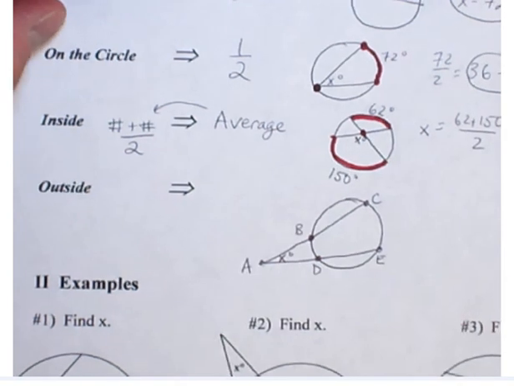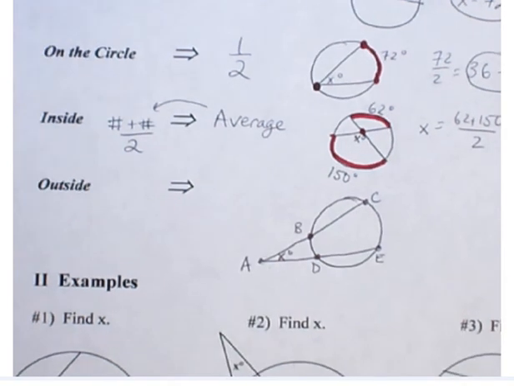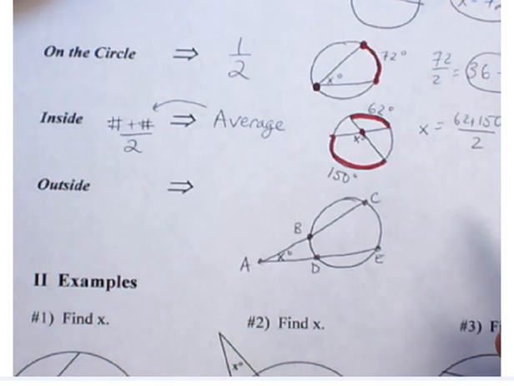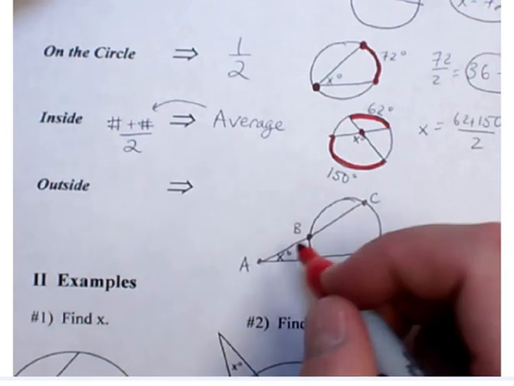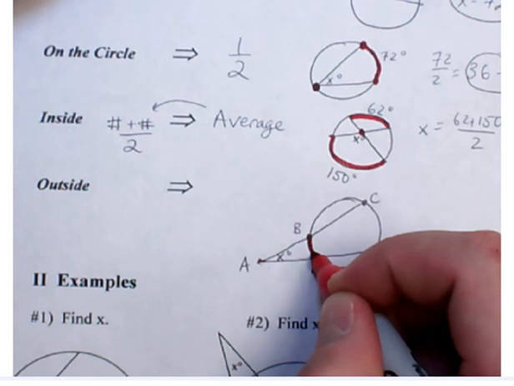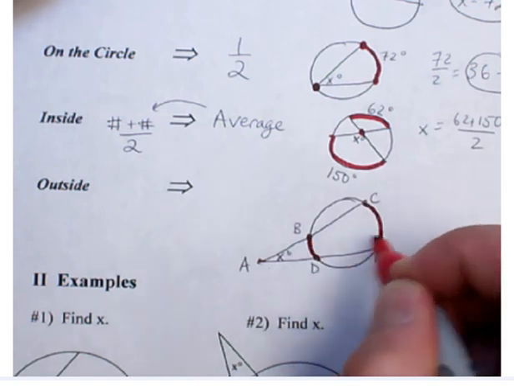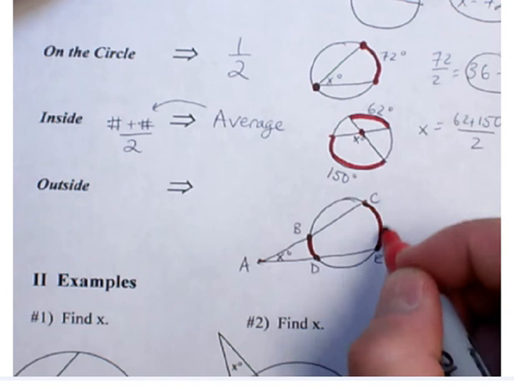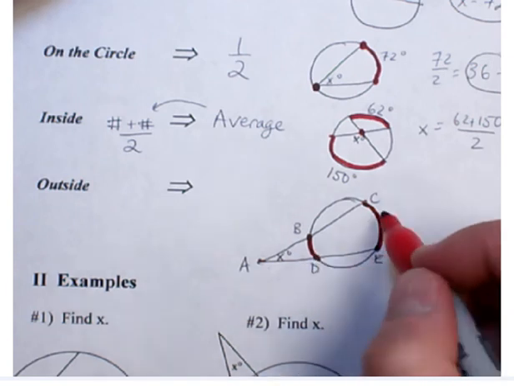Okay, now one thing I want you to notice, just like with the angle inside, notice that this outside angle, this exterior angle, creates two arcs. It creates BD and it creates CE. BD is smaller, CE is bigger.